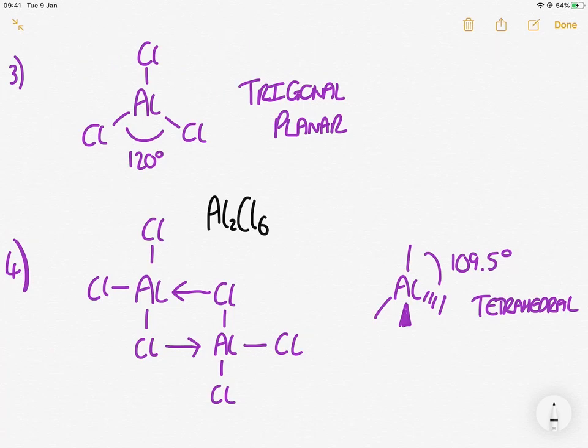You can see in my image on the right that I didn't bother trying to draw all the things attached to the aluminium because it just gets a bit complicated with this, what we call dimer structure, the 2 molecules stuck together. But the point is still the same. You've got 4 bonding pairs around the aluminium now. One of them is a coordinate bond, but it's still a bonding pair.